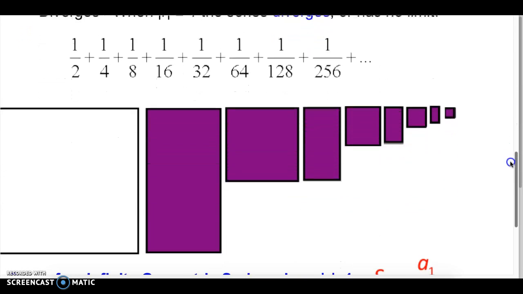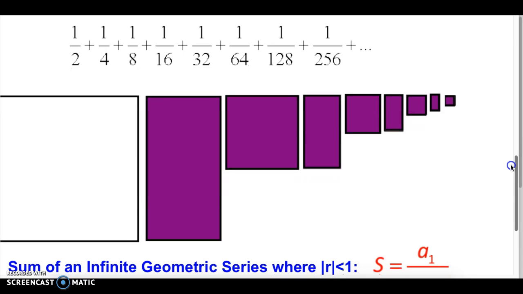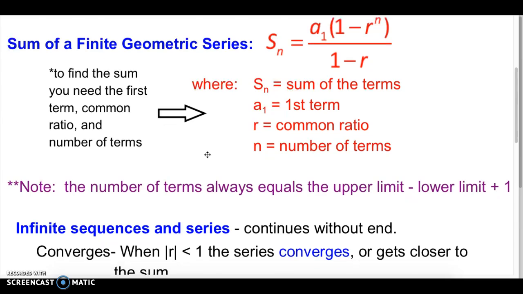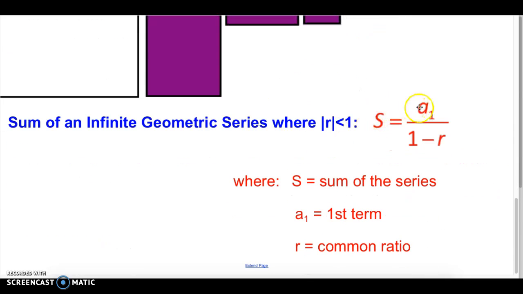So this is an illustration of why you can find the sum of an infinite series as long as the ratio is less than 1. You can see here, if you multiply by a half each time, you are getting to the next term. So we can find the sum of that by taking the first term and dividing by 1 minus the ratio.